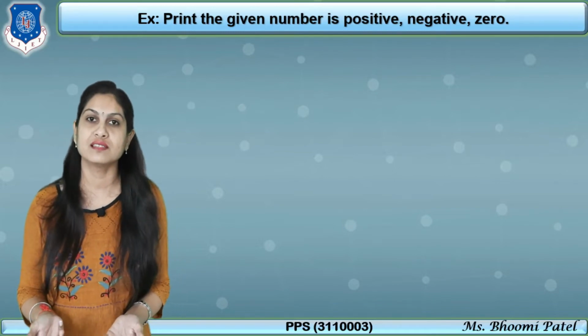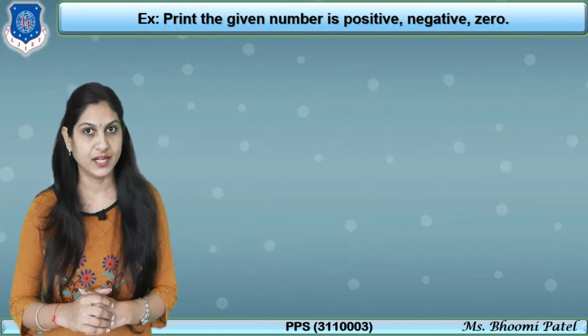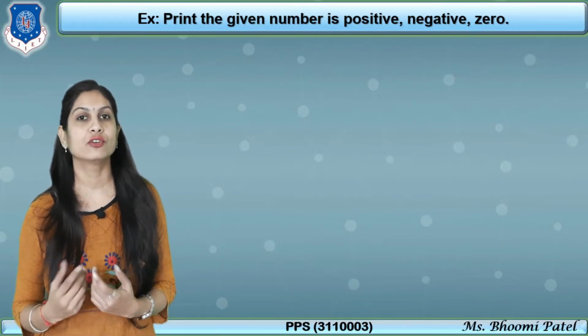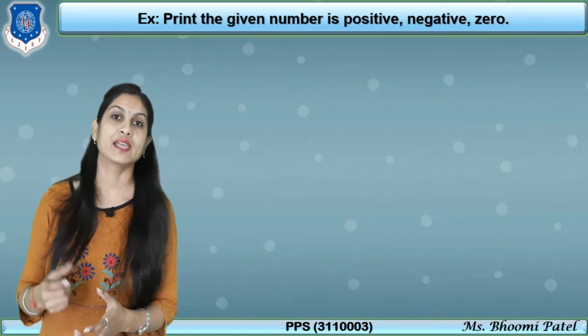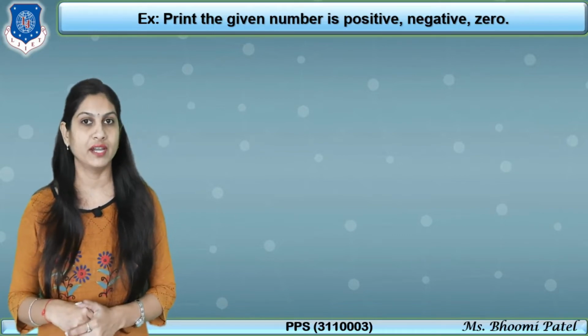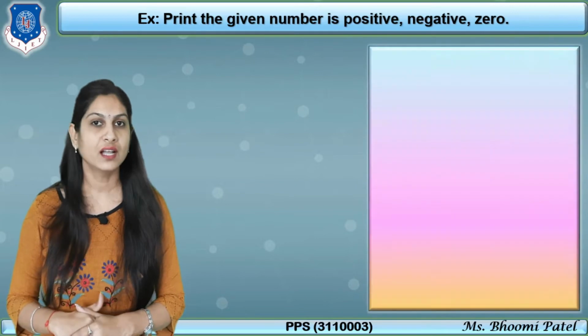If the number is less than 0, then it is negative, and if the number equals 0, that indicates 0. So that type of logic we have to apply in which theory? In an else if ladder. So one by one you have to check the condition.